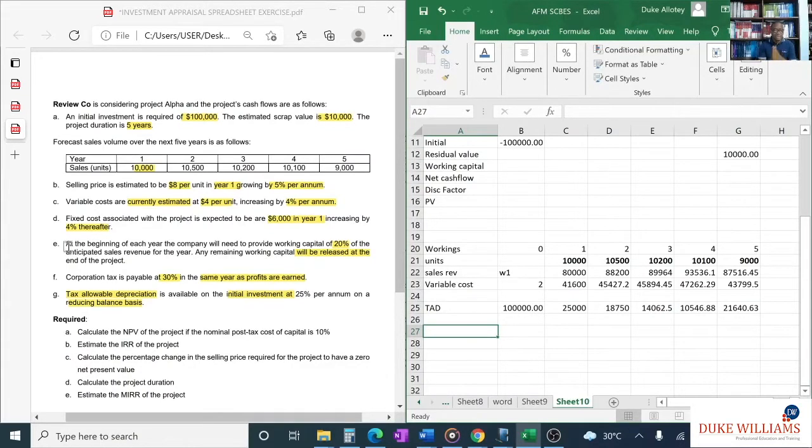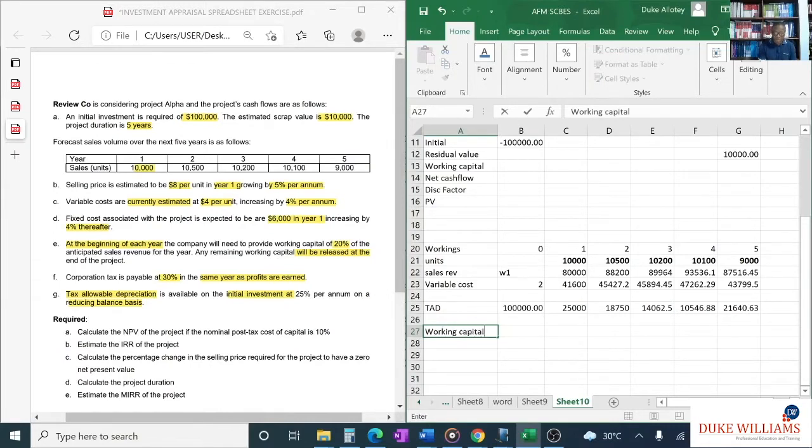It says at the beginning of each year the company would need to provide, meaning that the investment in working capital would have to start at the beginning of year one, which is the same as the end of year zero. So the timing for working capital is the same as the timing for the initial investment. Now, what do we do? I'm going to look out for the working capital bit there.